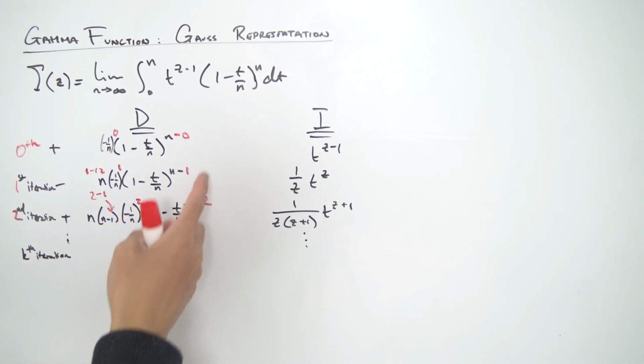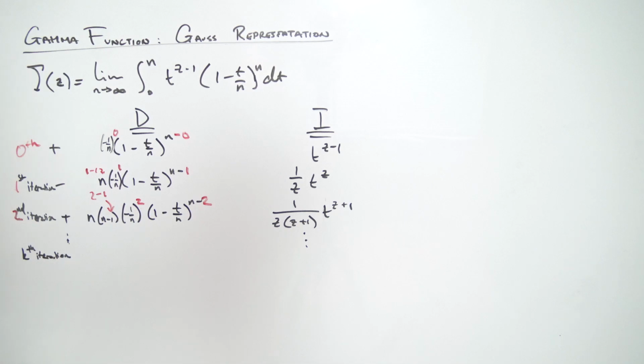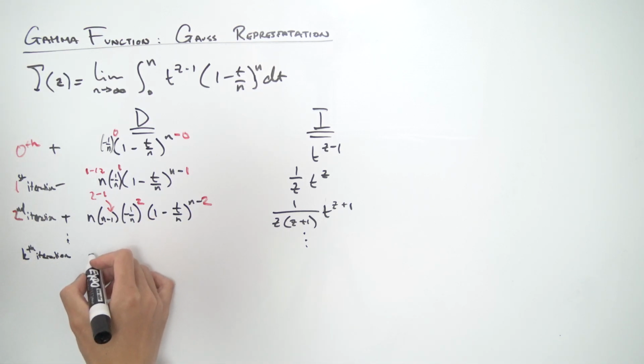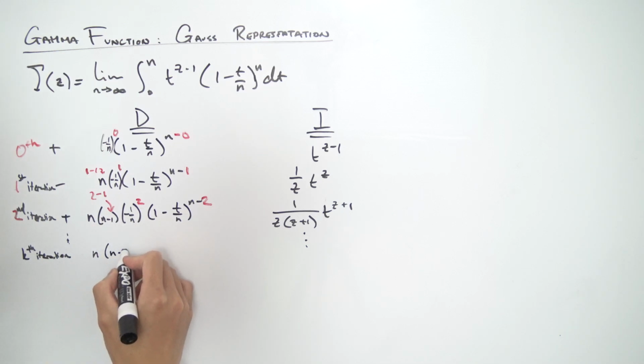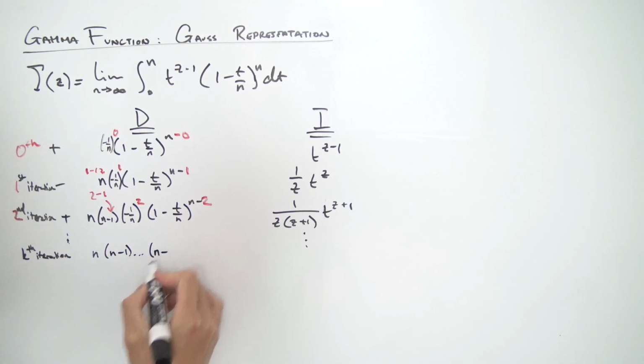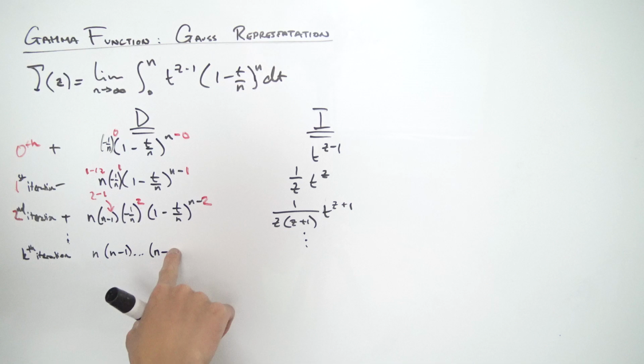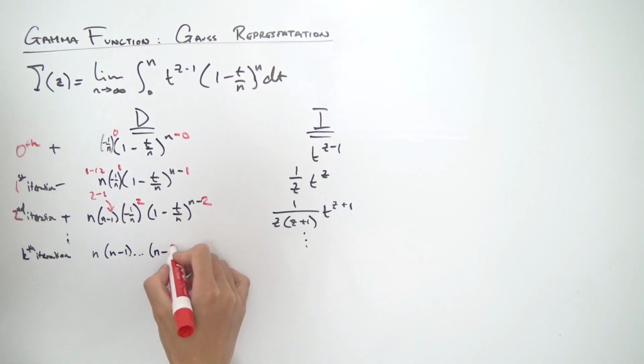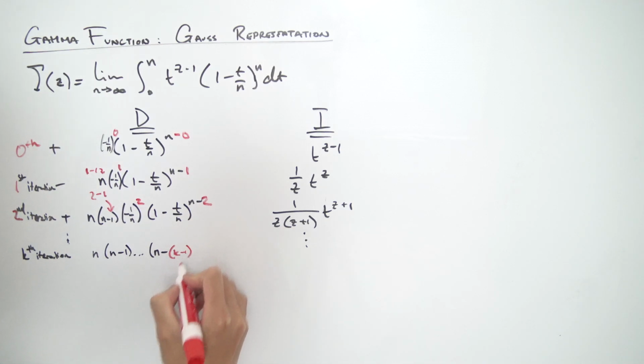But let's try to apply the pattern that we found over here to the kth iteration. Well, we're going to have n, and then n minus 1, dot dot dot, all the way down until n minus, and now whatever constant in here is 1 less than k. So we're going to have n minus (k minus 1), like so.